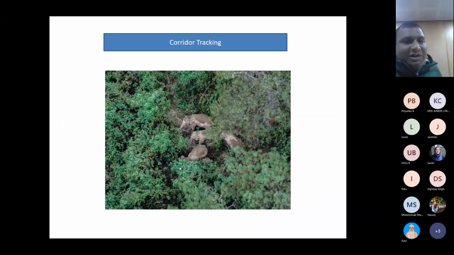Again, corridor tracking. I remember my college days when I was studying my Masters and BSc. We roamed behind the elephants in order to track their movement and how they are moving. Now nothing is needed. If you have a drone, if you fly continuously for a moment over that, you can track the elephant movement. And this is very important. This is one of the very good things.